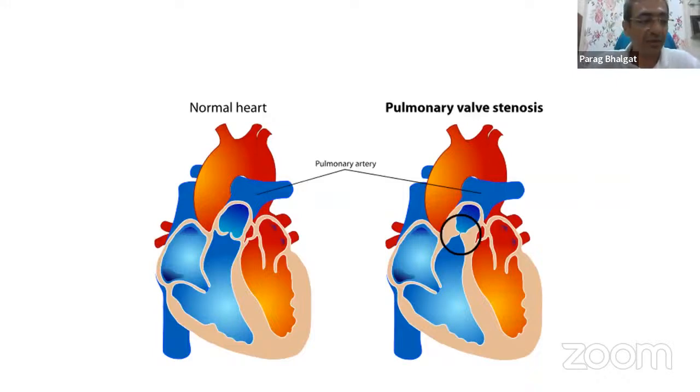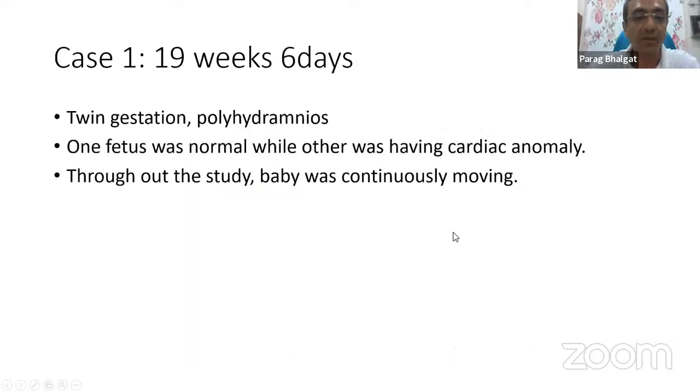Now, this is a pictorial depiction of how PAIVS looks. This is RA, RV, and pulmonary artery. This is pulmonary valve. The pulmonary valve is small. It is important that we make a three-dimensional picture of the heart before we screen, so it makes screening easy.